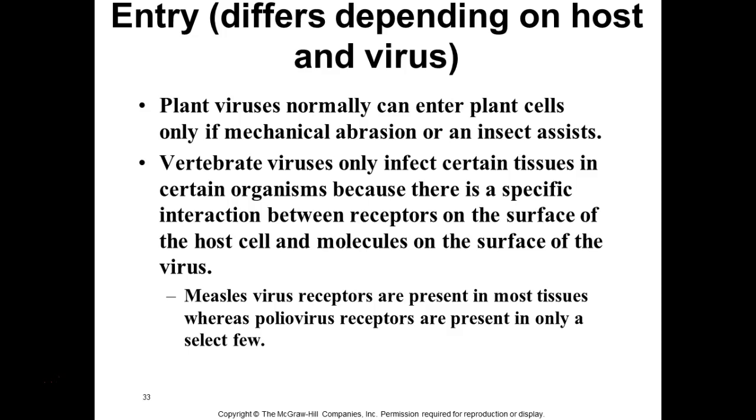Vertebrate viruses only infect certain tissues in certain organs because there are specific interactions between the receptors on the cells and the host cells. So that first level of attachment really dictates whether entry is going to happen. Especially for us, the example here is the measles virus. The receptors are present on most of our cells, so the measles virus gets into a lot of our cells. The polio virus, on the other hand, the receptor is only present on a select few cells, so the infection is localized.